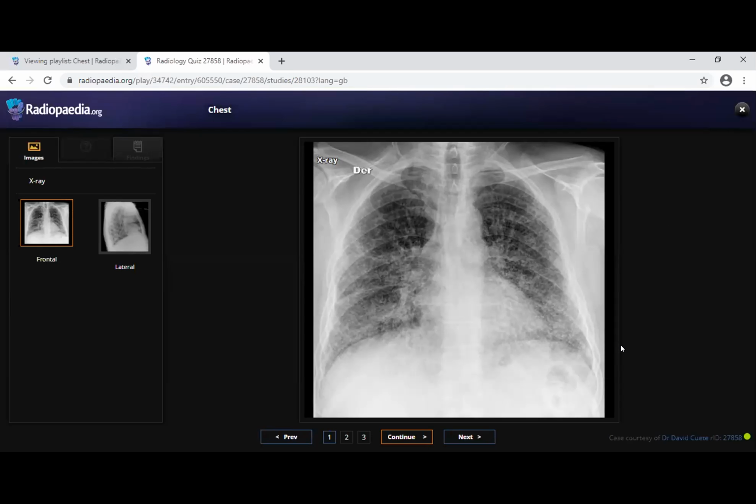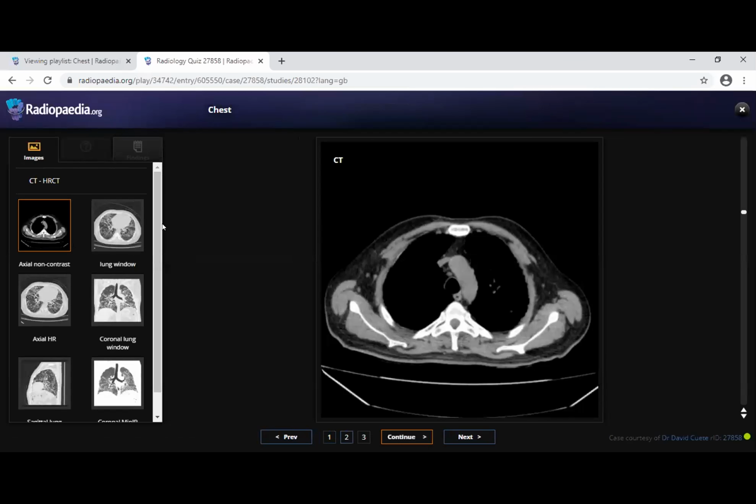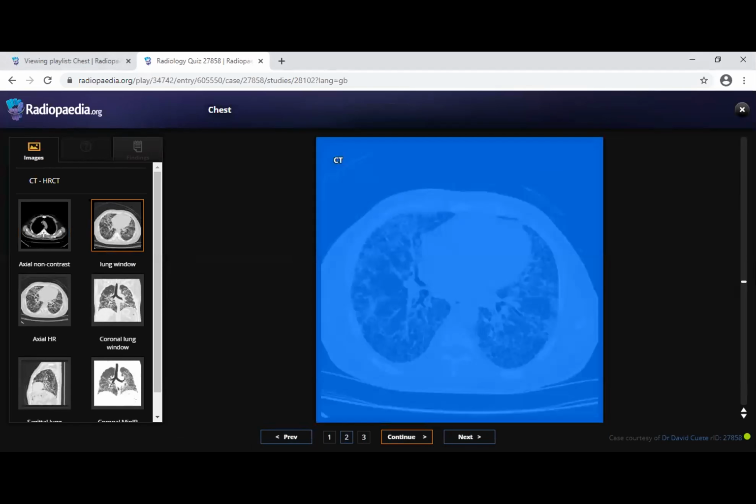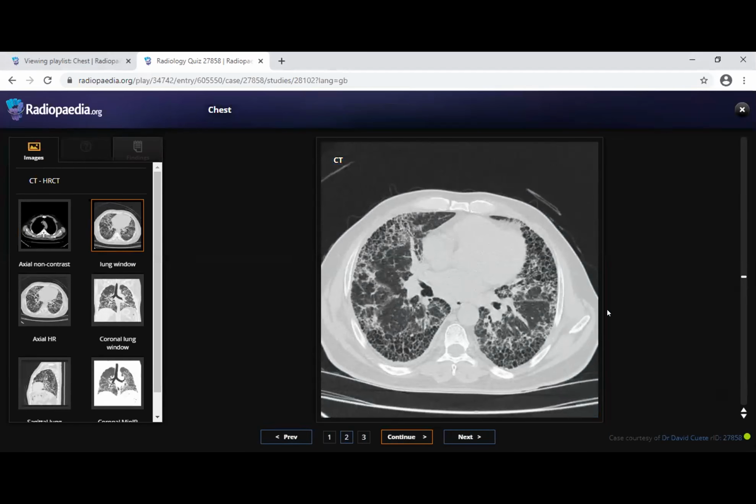Is there any zonal predominance? You told there is no zonal predominance. More at middle and lower lung zone. Lower, it's predominant lower lung fibrosis. And you can scroll the image. I will try to scroll. I've given you the control. Okay, CT chest, lung window, high resolution.